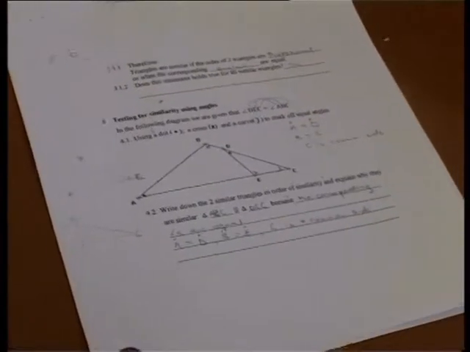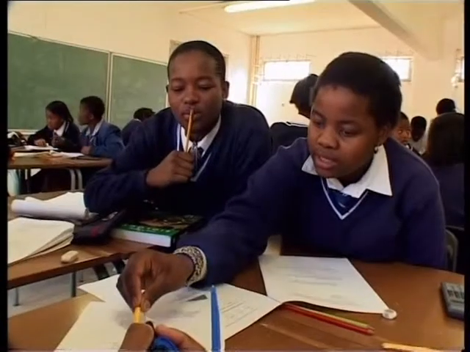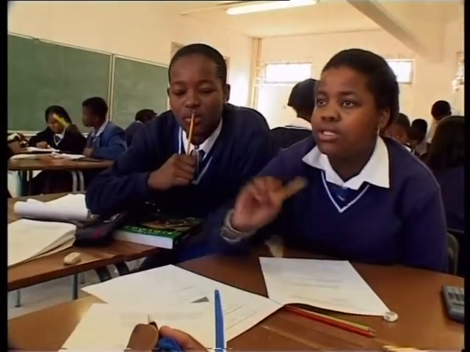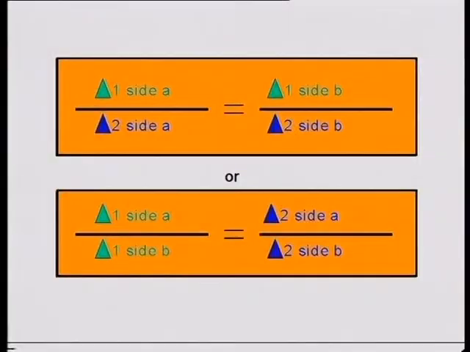Learners find it difficult to move between the triangles in the diagrams and writing down the equivalent proportions. They do not know if they must make each ratio up of the values of the one triangle or combine the triangles. For example, triangle 1 side A over triangle 2 side A is equal to triangle 1 side B over triangle 2 side B, or triangle 1 side A over triangle 1 side B is equal to triangle 2 side A over triangle 2 side B.